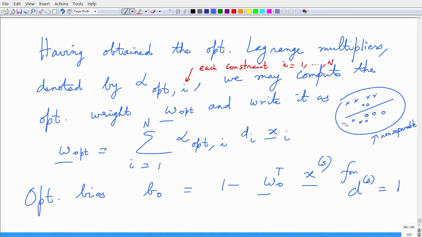Okay. So, we will discuss this situation where we live with non-zero errors with our linear decision boundary, and that would be our discussion next.